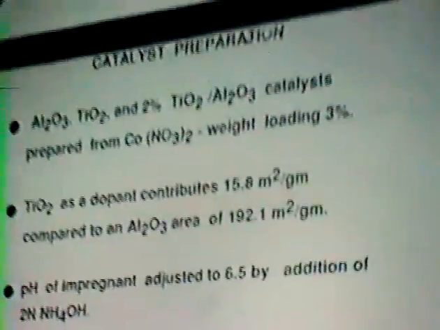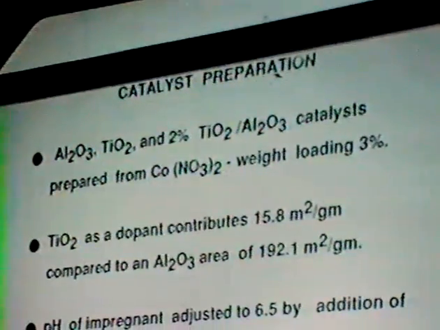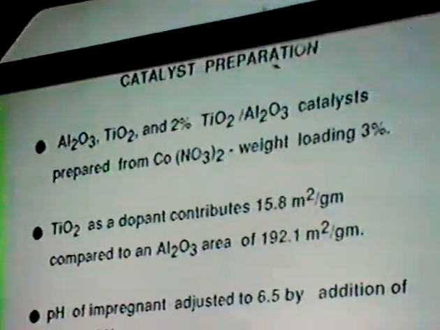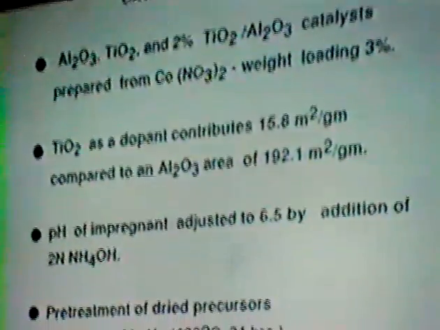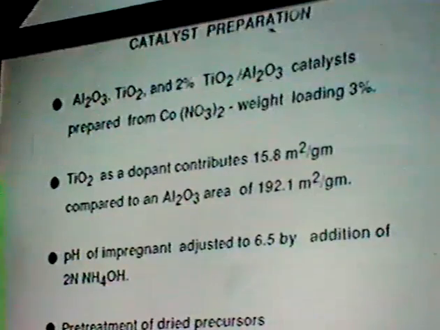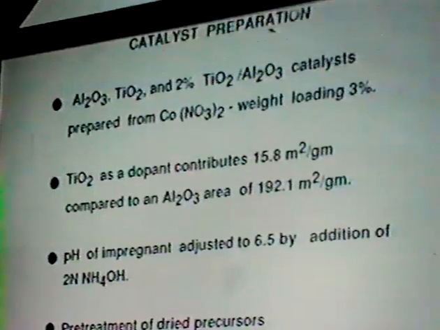Now to demonstrate that SMSE is viable, we prepared alumina, titania, and 2% titania on alumina supported metal catalysts from cobalt nitrate with a weight loading of 3%. The important thing to realize is that at this weight loading, titania as a dopant contributes 15.8 meters squared compared to 192 meters squared for alumina. So it contributes a very small area, 10 times less, when it's available to the aqueous phase. The pH was adjusted to 6.5 by addition of ammonium hydroxide.